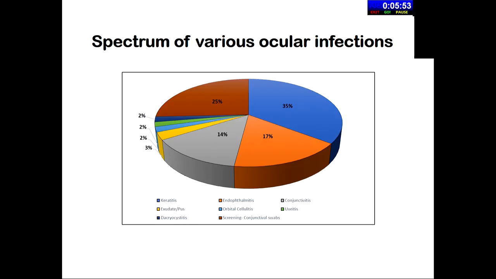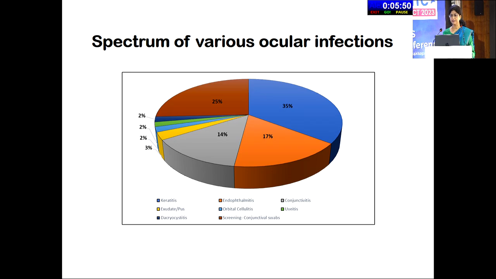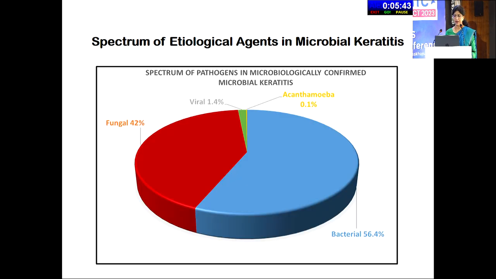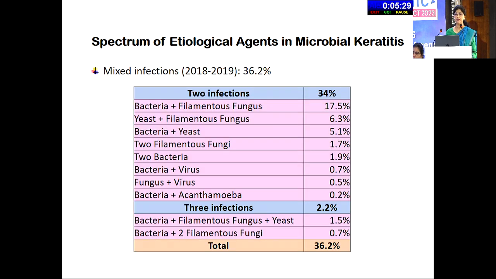This is the spectrum of ocular infections which we see in our center. At 35%, keratitis cases are the most common ocular infections which we encounter. When we speak about the spectrum of pathogens in microbiologically confirmed microbial keratitis, 56.4% are bacterial and fungal constitute 42%, and then there are others. We also see a lot of mixed infections. Most of the mixed infections are two infections in various combinations, and then there are some which are three infections as well.